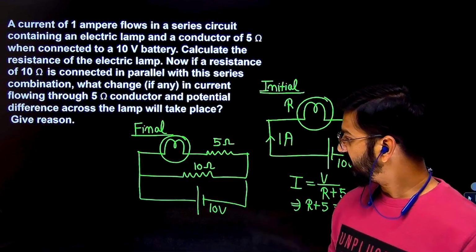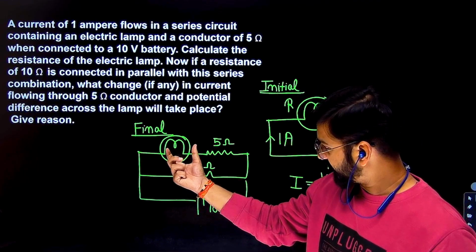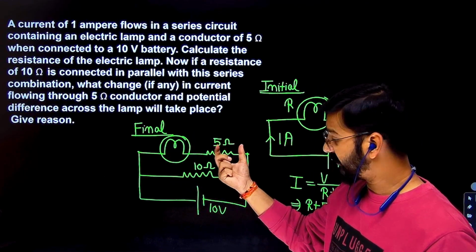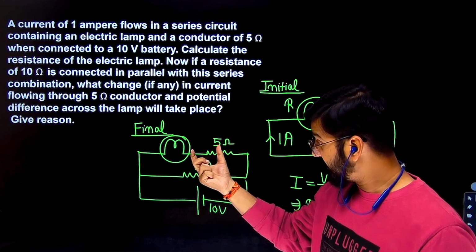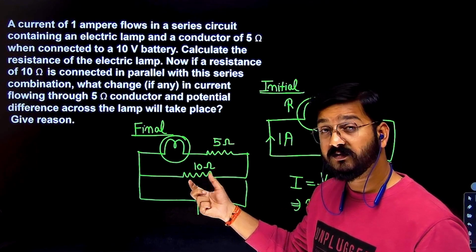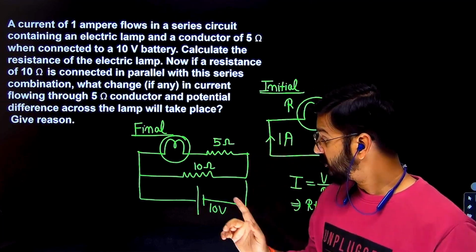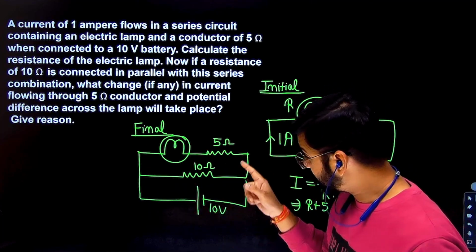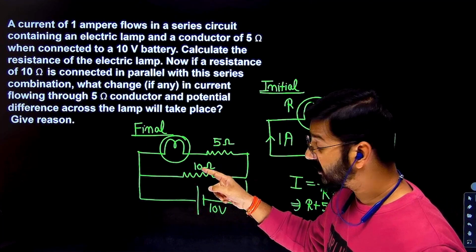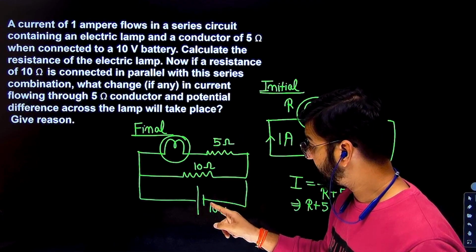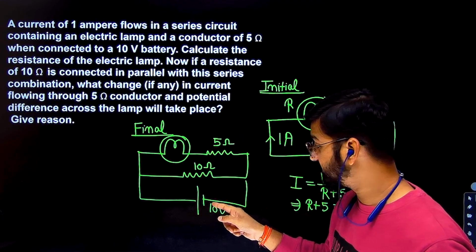Now we connected a 10 ohm resistor. So here we have 5. We found this 5 and 5, which is 10. 10 is connected in parallel with 10. So what is the parallel combination of 10 and 10? 5, which is 10 by 2. So if I simplify this circuit, this simplified circuit will be the parallel combination of 10 and 10, which is 5, connected in series combination with this battery.